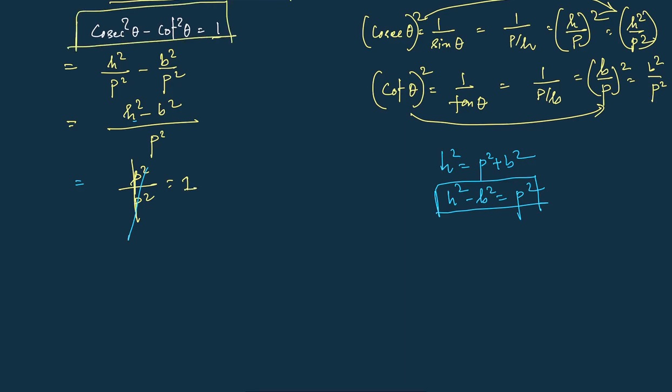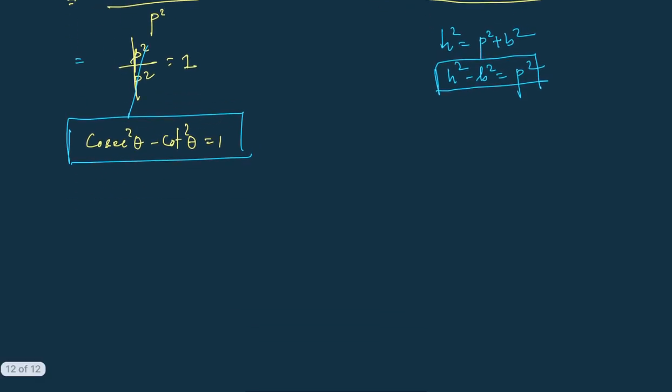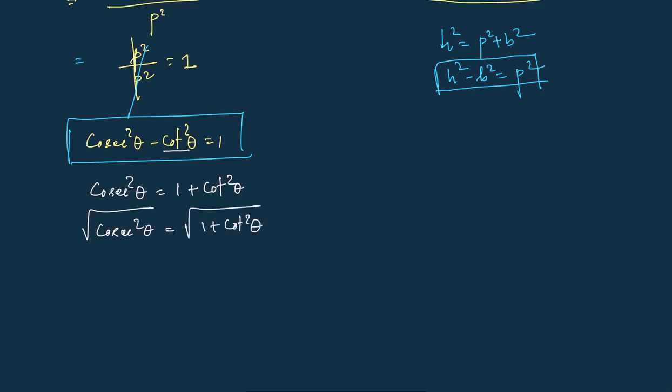So from this formula also, we can derive different formulas. Similarly, cosec square theta minus cot square theta is equal to 1. This is the original formula. Okay. So from this formula, we can write cosec square theta. If I bring this cot square theta to the right hand side, it is going to be 1 plus cot square theta. So cosec theta, I will take the square root of 1 plus cot square theta. The square root and the square will cancel out each other. So it is going to be 1 plus cot square theta.